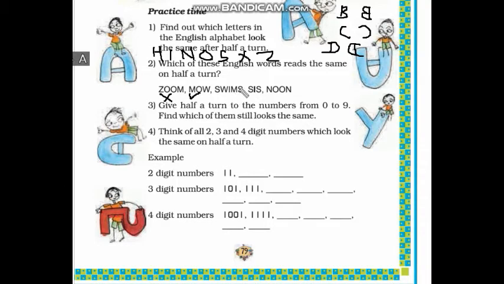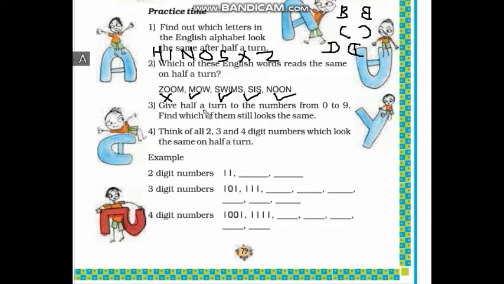Then SWIMS, here S will become S, M will become W, I will become I, and W will become M, and S will be S. So this will also read the same after half a turn. SIS, S will become S, I will also be the same, then S will also remain the same. That means all of this will remain the same after giving half a turn. So this will read the same on half a turn, and NOON, this will also read the same on half a turn.